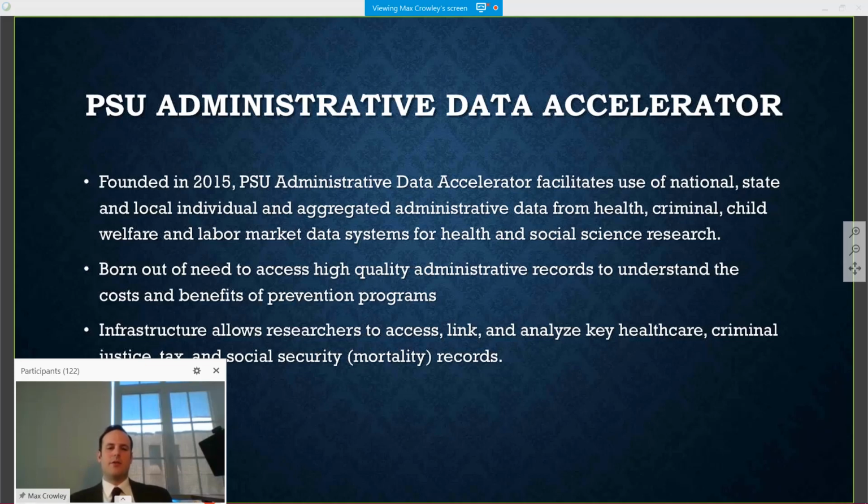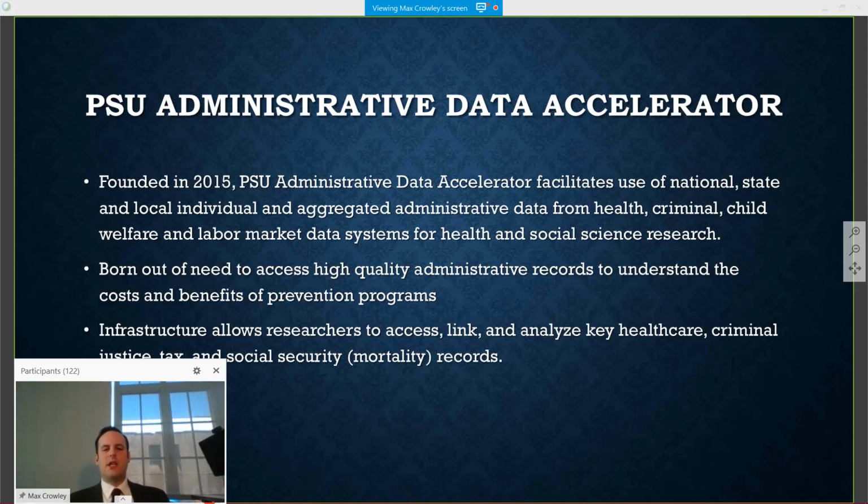So the Data Accelerator was founded in 2015, and it facilitates the use of national, state, and local, individual, as well as aggregated administrative data from the healthcare, criminal justice, child welfare, and labor market data sources, particularly for health and social science research, with a particular aim to support benefit cost analyses and other forms of economic valuations.